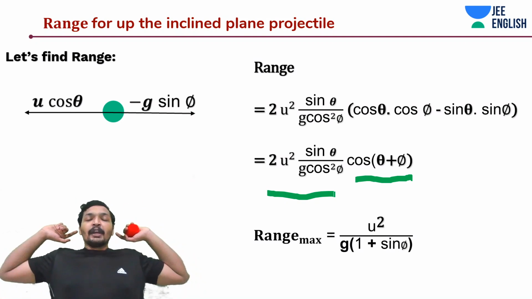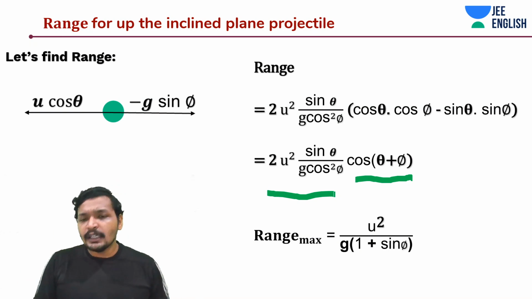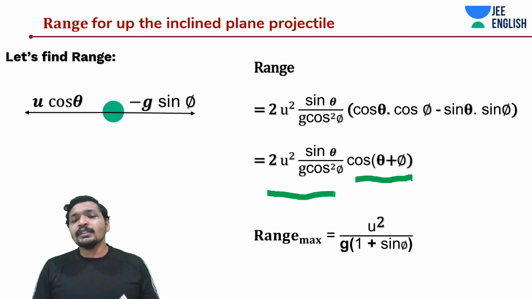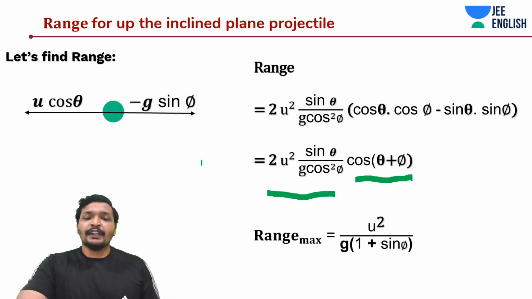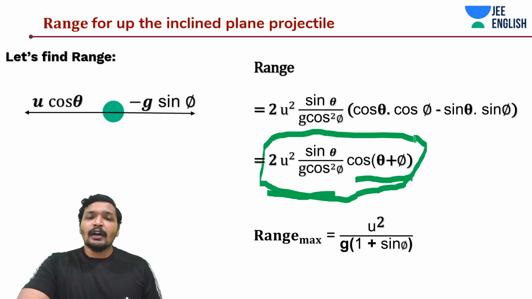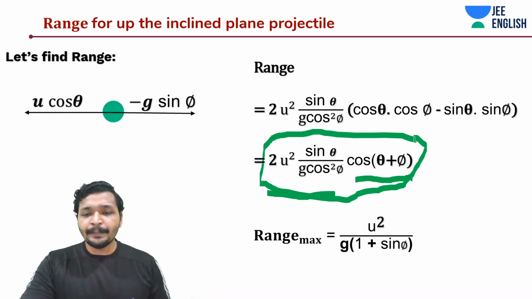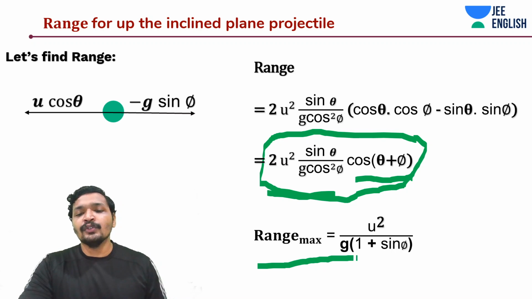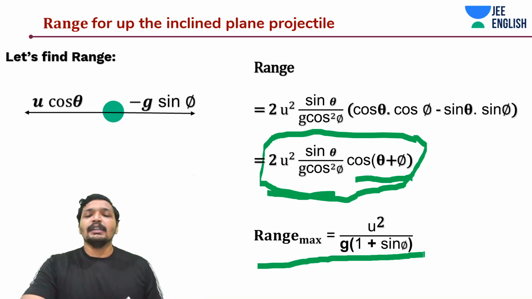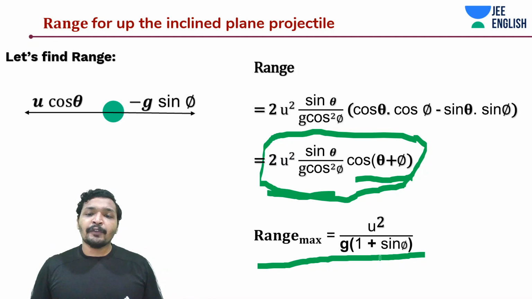And one more thing, guys. You can find out the maximum range. In this case, if someone tells you 45 degrees, no, it's not 45 degrees. What you need to do is differentiate this range to find out the phi and theta for which the range becomes maximum. And if you simply differentiate it, you will find that range max is equal to u squared by g into 1 plus sin phi, which would basically come in the form of theta is equal to something like pi by 4 minus phi by 2.